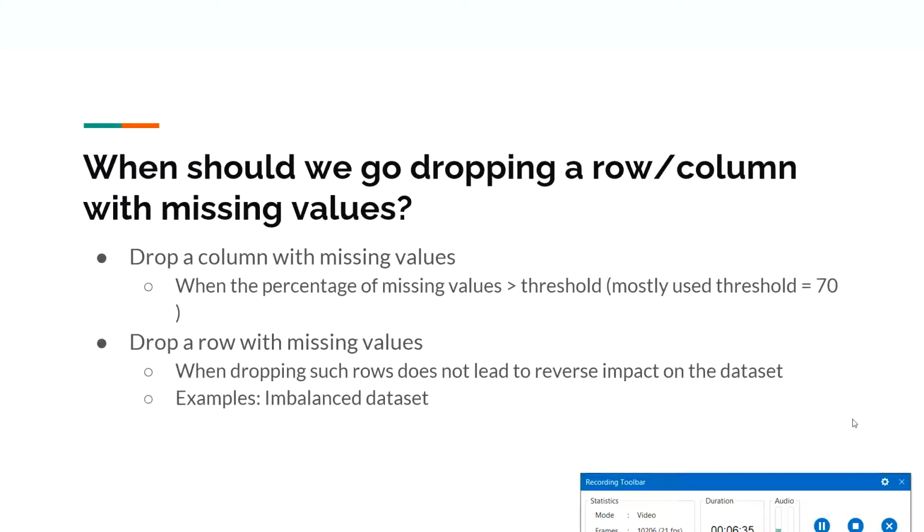Why so? Because it is possible sometimes, based on the problem, that the problem statement may demand you to change this threshold. But mostly it is found that 70% is the standard that we follow. What that means is, if your column has just 30% of the information and 70% is missing, then it is better to go ahead and drop that column rather than imputing the rest of the values and retaining that column. So, that is a practice you can follow.